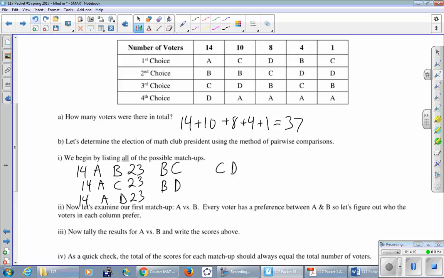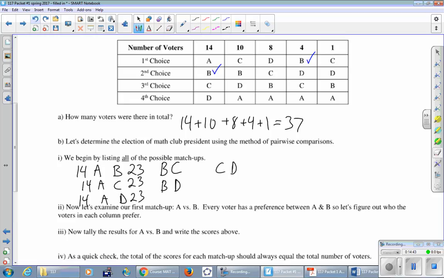B versus C. In this first column, 14 people, they thought that B was the best. In the next column, I'm just going to check the ones that thought B was the best. So in the next column, the 10 people, B or C, they thought C was better. In the next column, B or C, they thought that C was better. In the next column, right here, B or C, they thought that B was better. I'm going to give B those votes. And then the last column, B or C, they thought C was better.